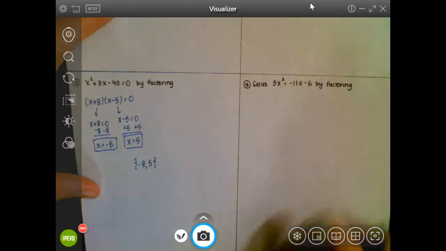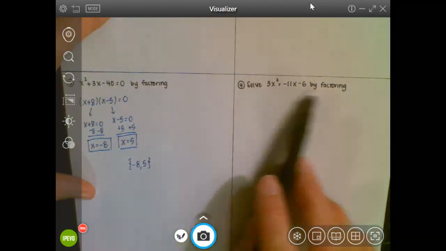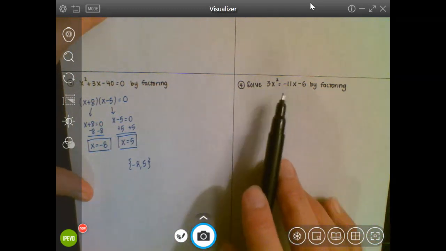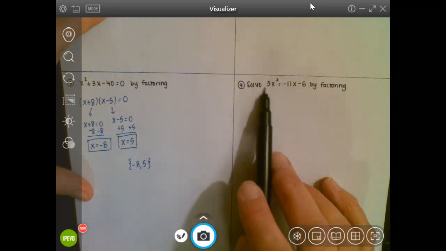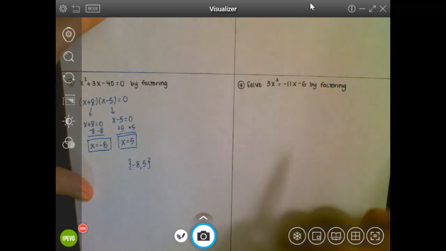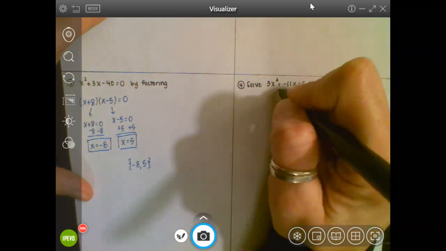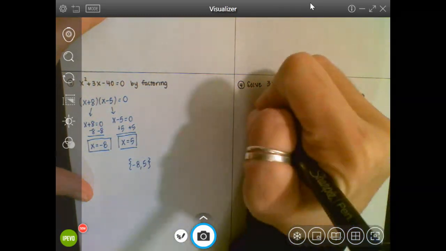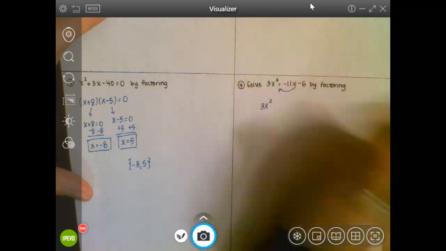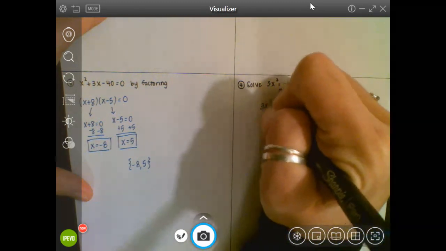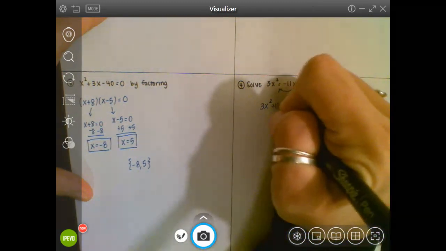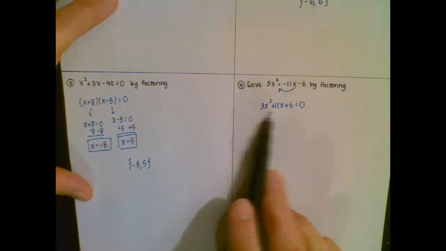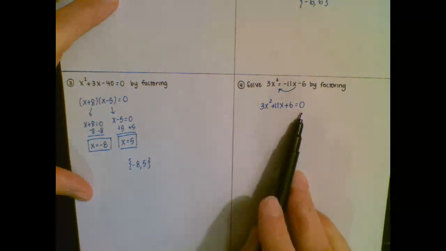All right, so the last one is a little bit different because now, again, we don't have one side equal to 0, so I want to move some terms. I'm noticing that this x squared term is positive over here, so that means I'm going to move all the stuff on the right-hand side over to the left-hand side. So I'll do that by addition. If I add 11x, and then I add a 6, this is going to give me a quadratic that now says 3x squared plus 11x plus 6 is equal to 0.